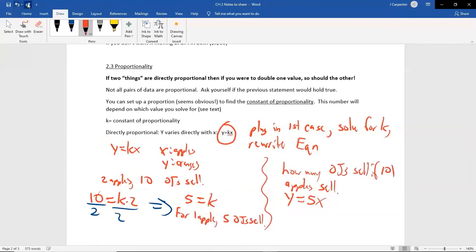Oops, too far. There we go. So if we sell 101 apples, what do we say apples is? Apples is the x. So we go y equals 5 times 101, which is 505. Now the answer is not just 505, it's 505 oranges. If we sold 101 apples, and this whole concept was that they were proportional, that means we sold 505 oranges.